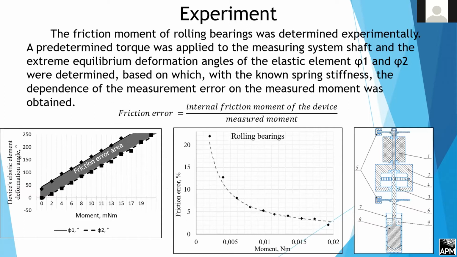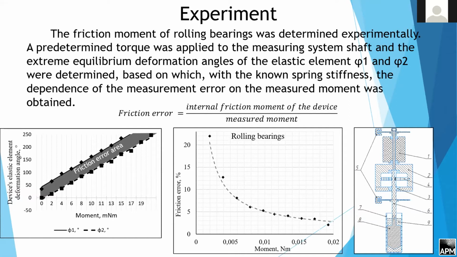A simple method for determining the static moment of friction has been developed for this. Using a load of known mass, a moment was applied to the measuring part of the device, deforming the precision elastic element of the device, a screw spring, by a certain angle. In this case, the angle of equilibrium could vary within certain limits. The difference between the min and the max values was taken as the static moment of friction.